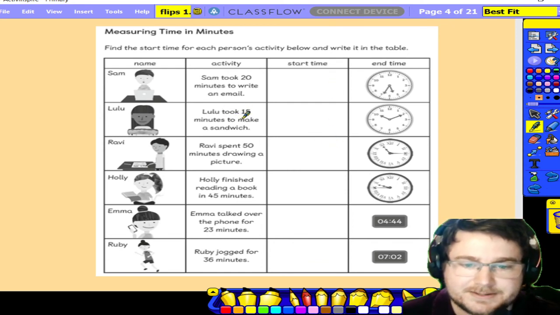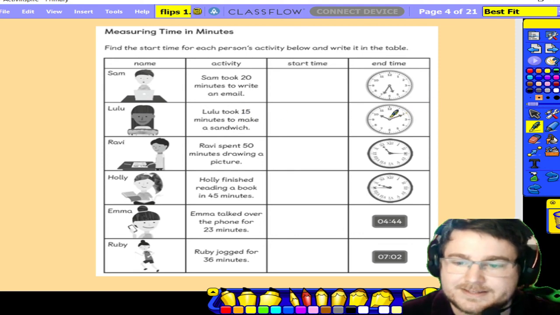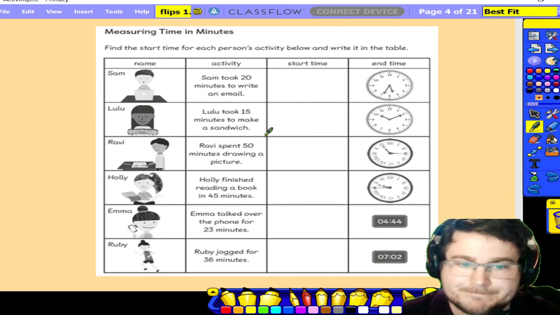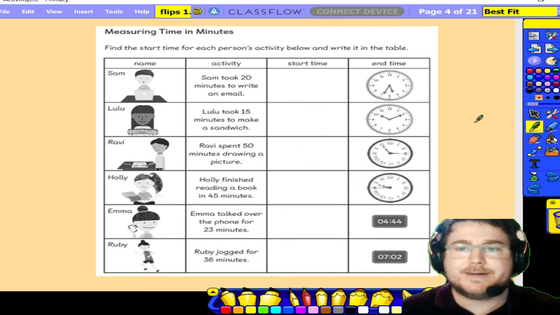Lulu took 15 minutes to make a sandwich. Okay, Lulu. So this is the minute hand here. It looks close, doesn't it? But always remember, the minute hand is the longest out of these two hands. I would say that's the minute hand there, and I'd say that's the minute hand there. Right, I shall leave you to it.